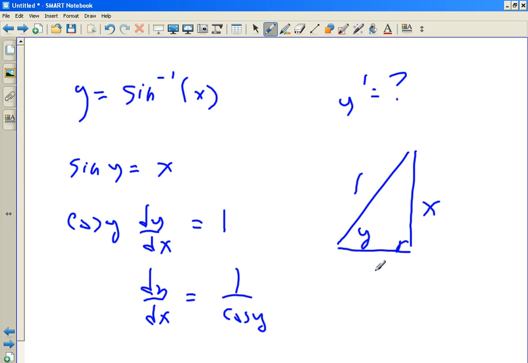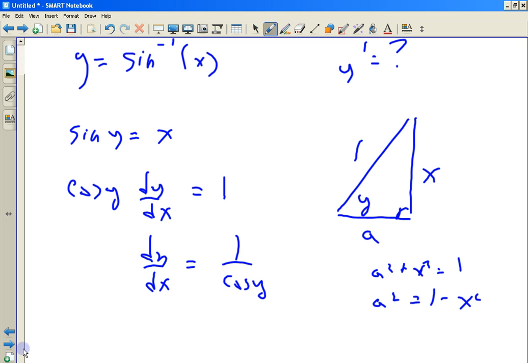If I call it a, then a squared plus x squared equals 1, right? I want to get a, so a squared equals 1 minus x squared. So a is the square root of that. So what's the cosine of y? A over 1. But a is a square root. Yep. So y prime, among friends dy dx, is 1 over rad 1 minus x squared.